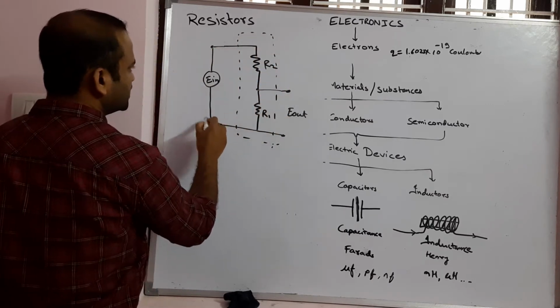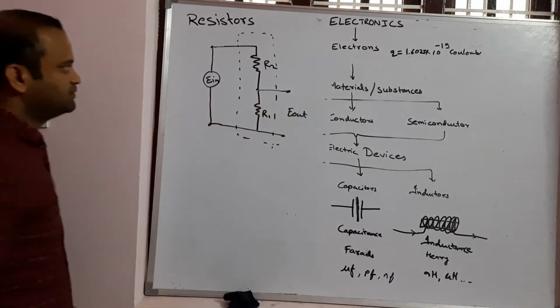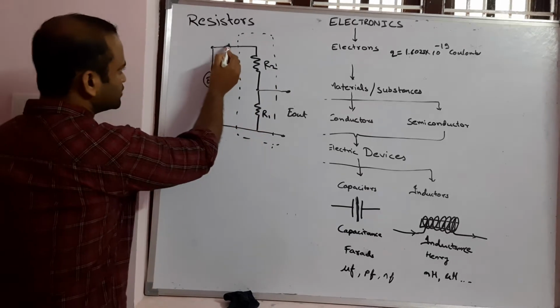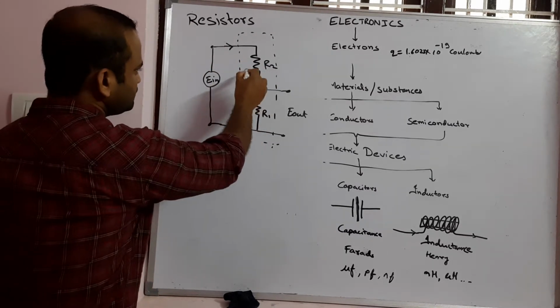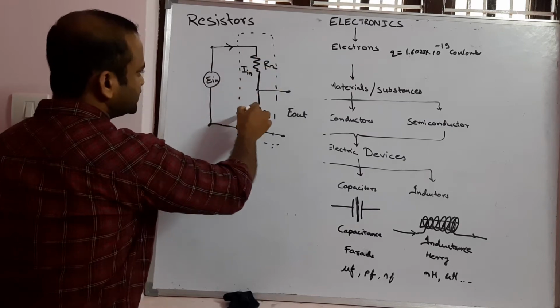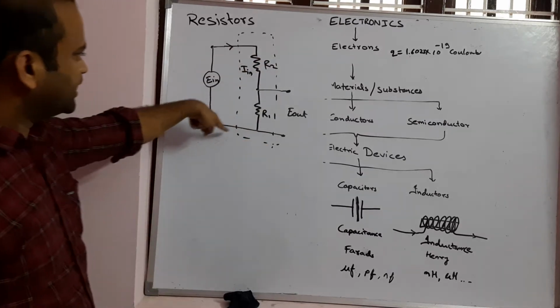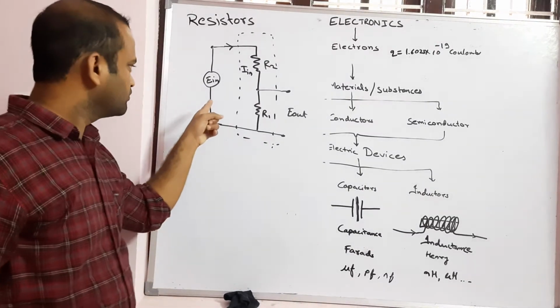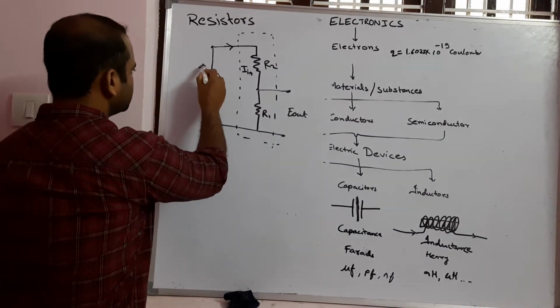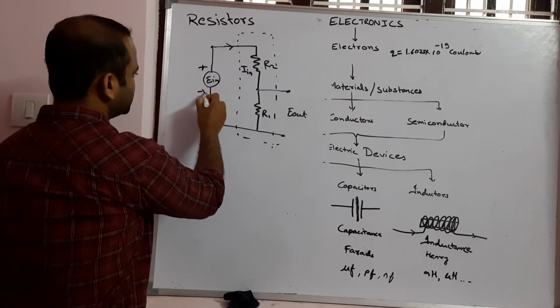This is the input terminals and this is the output terminal, and we have an input current flowing through this, maybe I N. So this input current is flowing throughout the system and going back to the source. This is the positive side and this is the negative side.